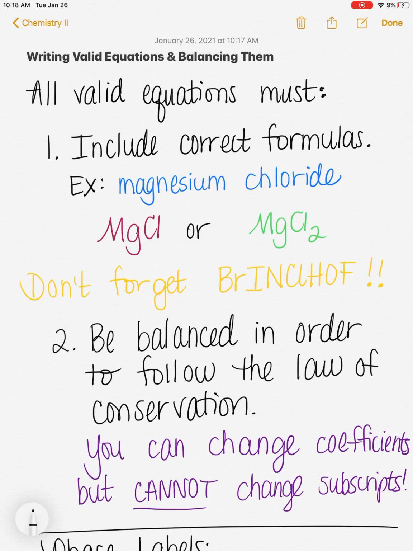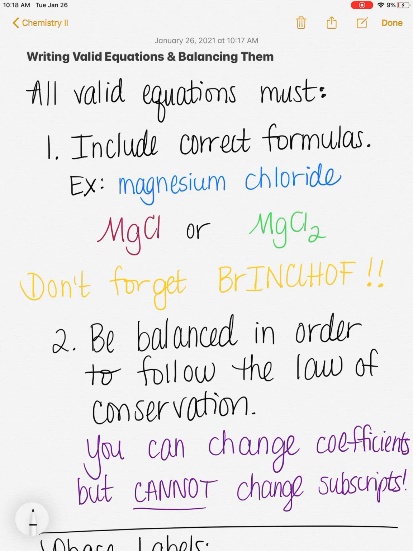Hello, today we are going to discuss and review writing valid equations and balancing them. First of all, reactions and equations are kind of like cooking, but you just shouldn't eat anything in the chemistry lab. Just because you can mix stuff together doesn't mean it's going to make a good recipe and something that you would actually want to eat.